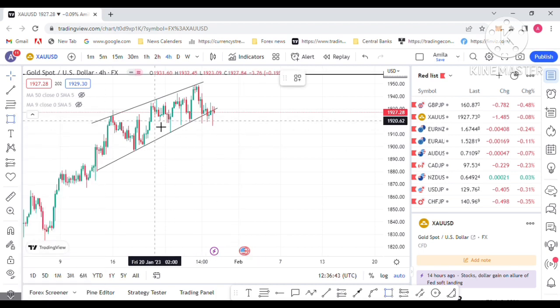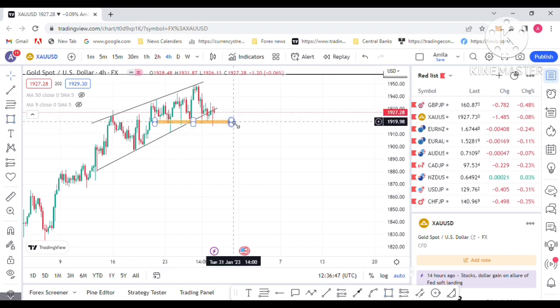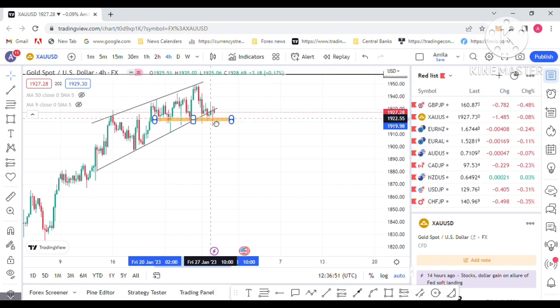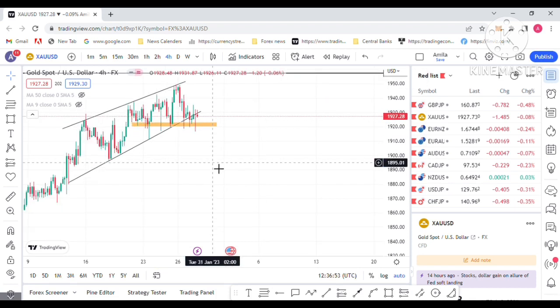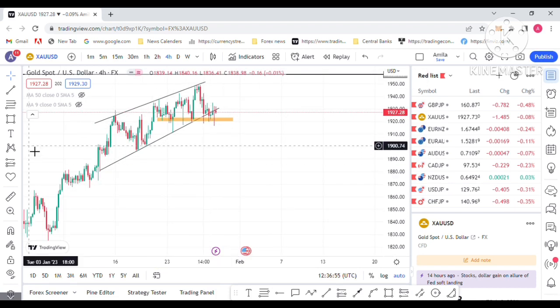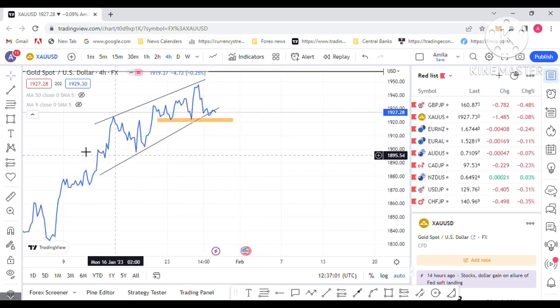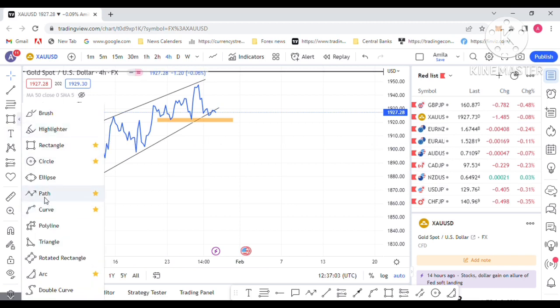Okay, so this area is a more liquidity area. Technically we call this a strong support line. I marked it in yellow color. This area has more liquidity. So I am forecasting. Now I have moved to the line chart again.